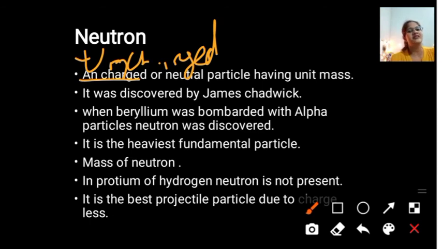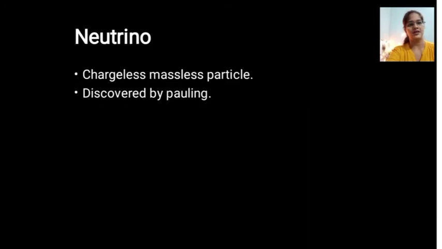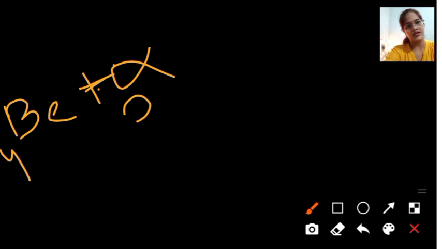It was discovered by James Chadwick. This point you need to know: when beryllium was bombarded with alpha particles, the neutron was discovered. Let me write the equation so that it will be clear. When we take beryllium, Be 4, and we take alpha particles, which is 2, 4.